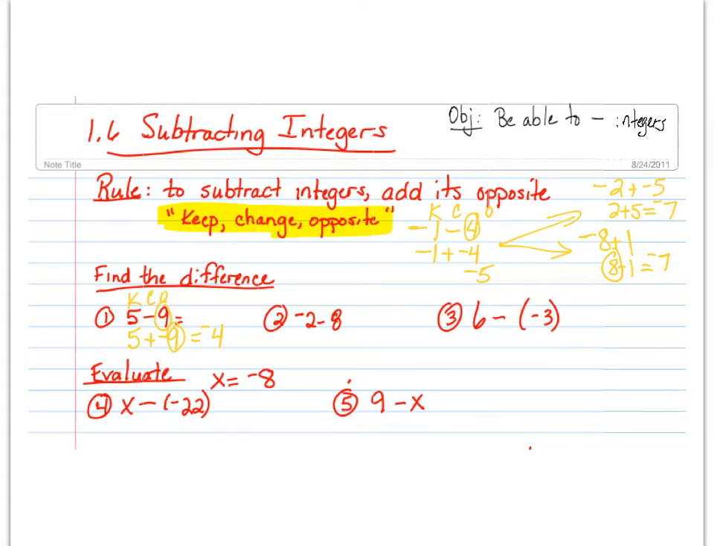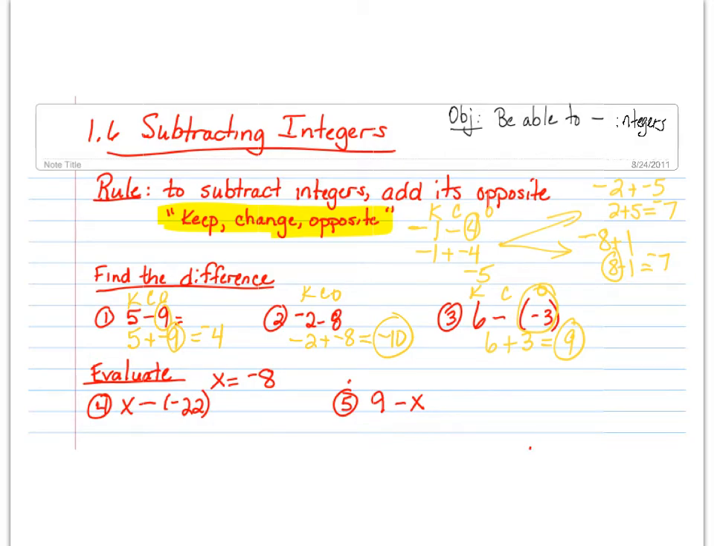Number 2 is -2 minus 8. It's a subtraction problem. Again, I'm going to keep, change, opposite. -2 plus the opposite of 8 is -8. From the rules, we know it's -10. Number 3 is again subtraction. So we're going to keep, change, opposite. That becomes 6 plus the opposite of -3, which is 3. These are both the same sign. Add them and you get the answer of 9.